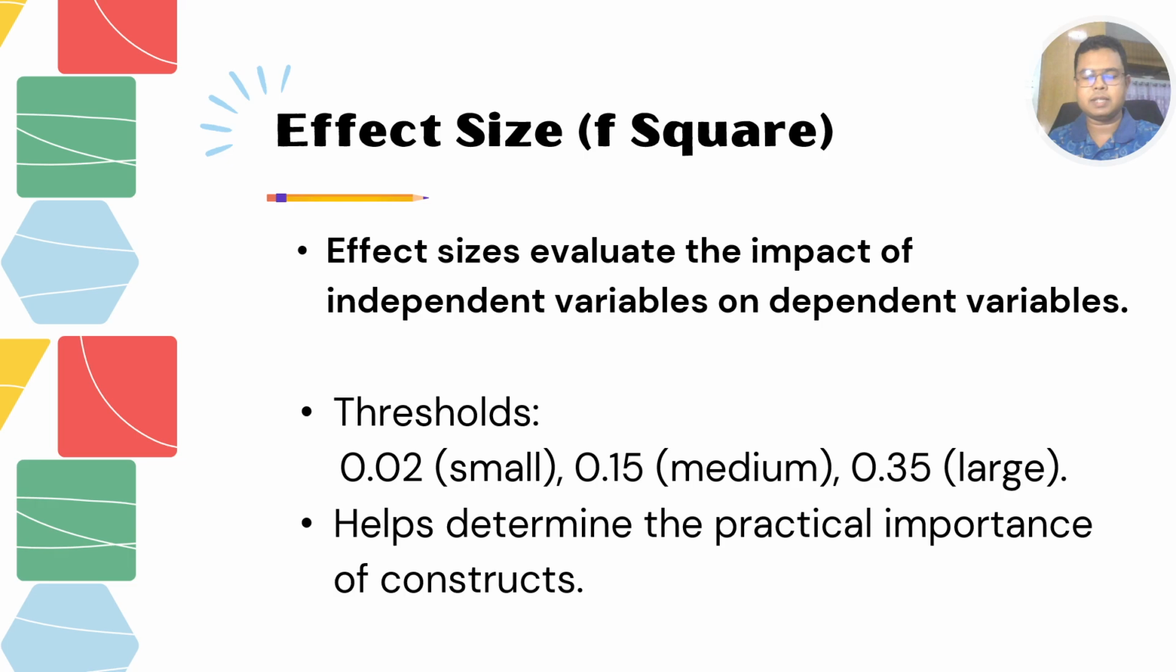Okay, the effect size is denoted by the F square. The effect size evaluates the impact of the independent variable on the dependent variable. Once again, impact of the independent variable on the dependent variable, right? What are the threshold values? F square 2% means very small effect. Up to 15% is a medium effect. When it crosses 35%, it's a large effect. I mean, the independent variable will have a large impact on the dependent variable, right? It helps determine the practical importance of the construct.